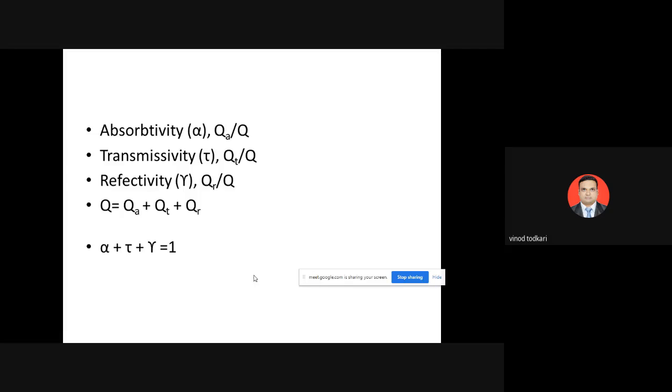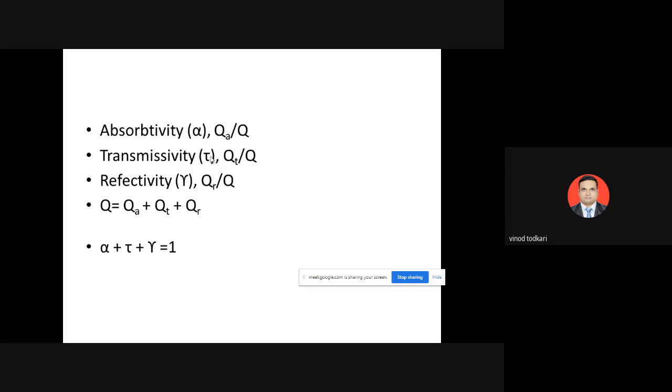Now, we have seen the concept of black body. Black body is called as the body which absorbs all incident radiations. For black body, alpha will be equal to 1 because QA will be equal to Q. If these two terms are same, alpha will be equal to 1. Is it clear to you? White body is the body which reflects all incident radiations. For white body, QR is equal to Q. This QR and Q, they are same. So gamma is equal to 1 for white surface or a white body. Alpha is 1 for black body or a black surface.